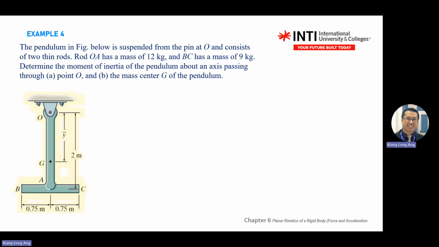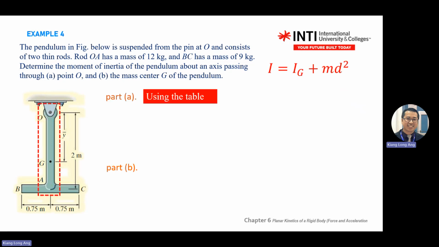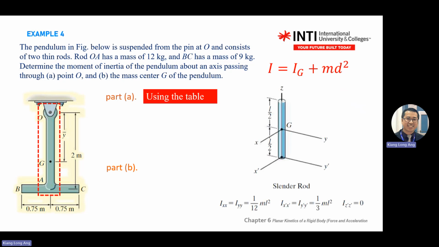Okay, I'll show you. Again, we still do not run away from this equation: I equals Ig plus Md squared. D is from your reference point. So by using the table, part A, part B. For part A, we look at the first one. By using the table, you're actually looking at a rod.